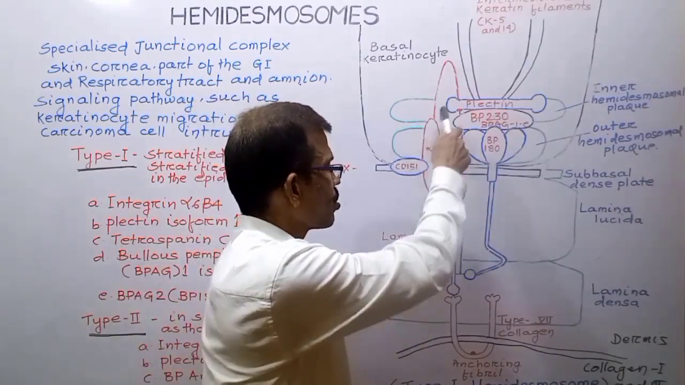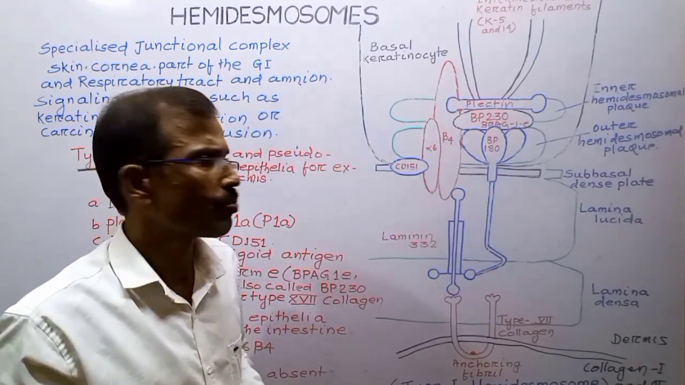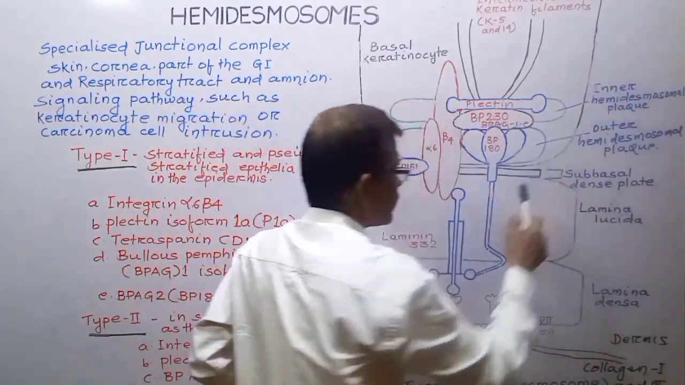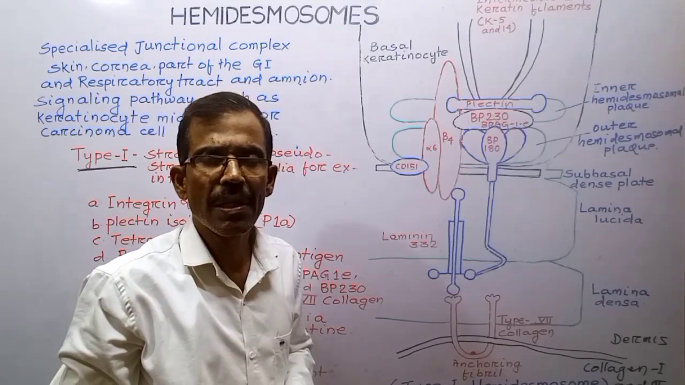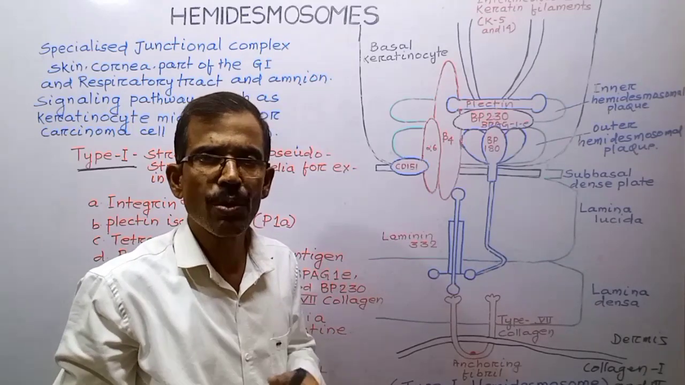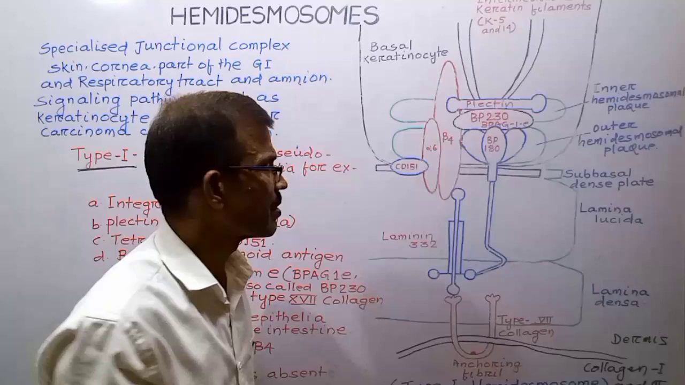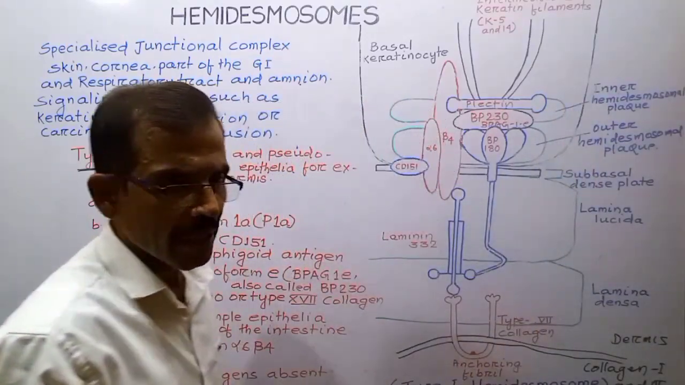This figure shows the major components of type 1 hemidesmosome. This is the basal keratinocyte. Keratinocytes are the epidermal cells that produce keratin. The keratinocyte which is present at the basal layer of the epidermis is called basal keratinocyte.